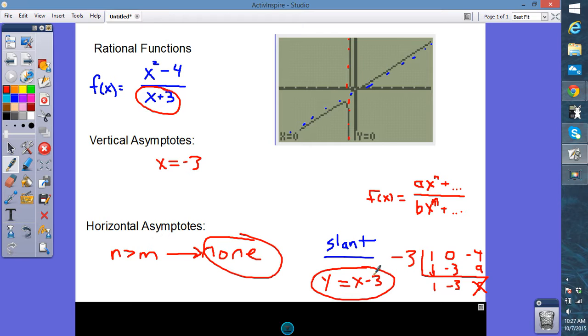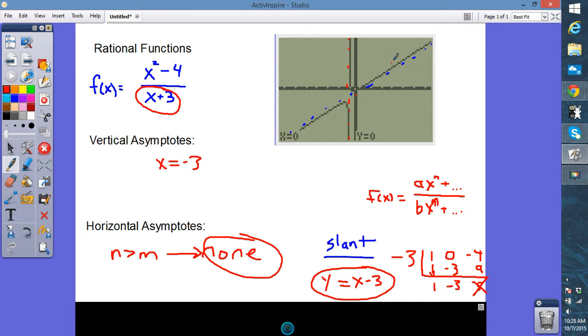We have a slope and a y-intercept. If our y-intercept is at -3 and our slope is 1, it creates this blue slant asymptote line. This is something you definitely have to practice. You may not understand it perfectly the first time.